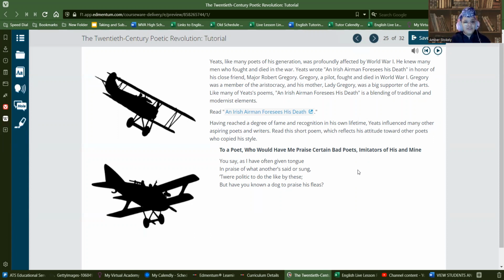Also, keep in mind that there's a rhyming scheme here, right? Tongue, sung, these, fleas. And that's part of the traditional element that he keeps in his poems. So that's just an example of how that stays in there for him. This is still short. It's still straight to the point. So it's definitely modernist, but there's still some of the traditional poetry elements in here.